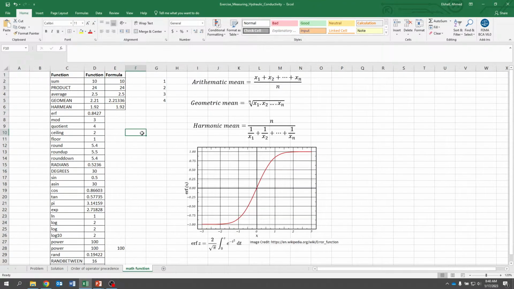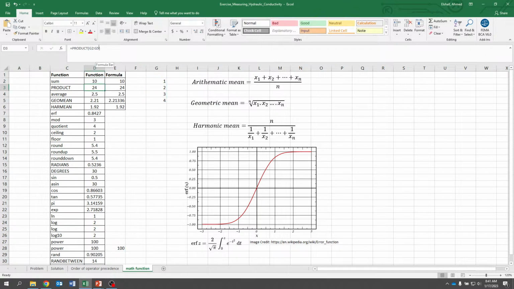Okay. Math functions and formulas. If I want to sum these numbers, one way I can do it is that I can come here and type this one plus this one plus this one plus this one. So I inserted the formula. Or I can use a built-in function, like the sum function. So that would be sum.